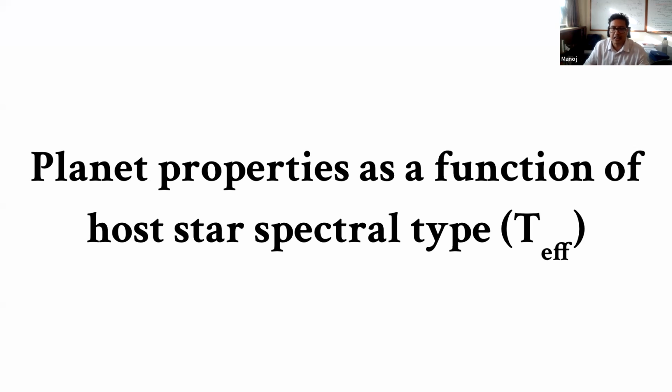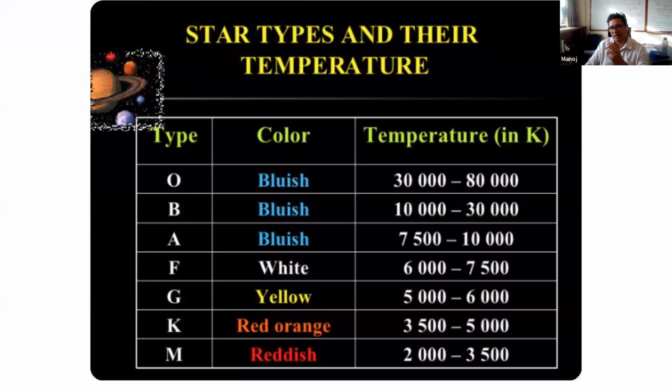What does it tell us? Before we see the patterns, let us first talk about what these star types are. You probably already know what spectral types are and how they correspond to temperature. The most massive stars, the O-type stars, look bluish and have extremely hot temperatures.